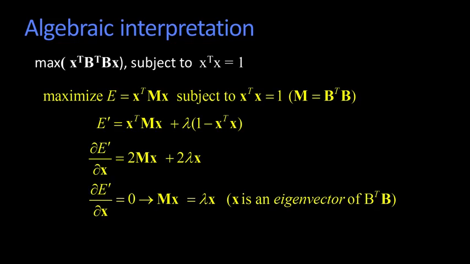So that's a very special x. When I multiply x by a matrix M, if I get back a linear multiplier, in this case lambda, of x, that means x is an eigenvector of the matrix M. So that means that x is going to be an eigenvector of this B transpose B.